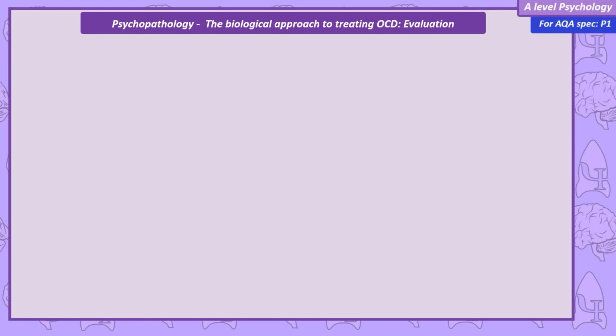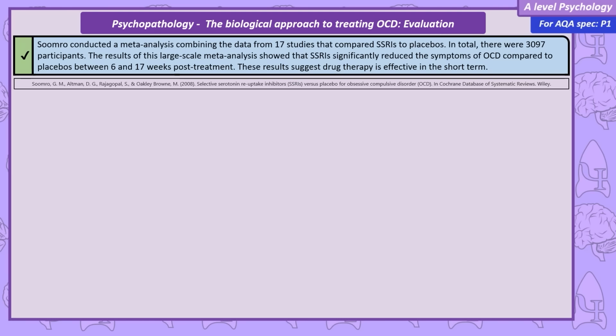As I've already mentioned, there is research evidence by Samara that compared SSRIs to placebos. Placebos are sugar pills that make the patient think they're receiving drug therapy. Samara combined the data from 17 studies, including 3,097 participants, into a meta-analysis. The results showed that SSRIs significantly reduce the symptoms of OCD compared to placebos between 6 and 17 weeks post-treatment. This suggests drug therapy is effective, at least in the short term.